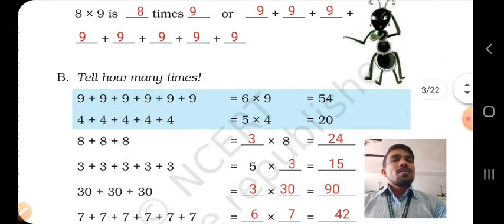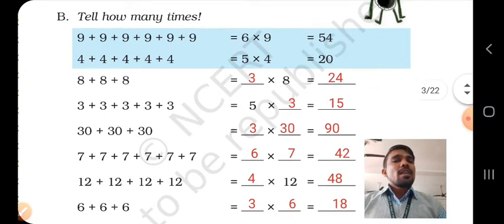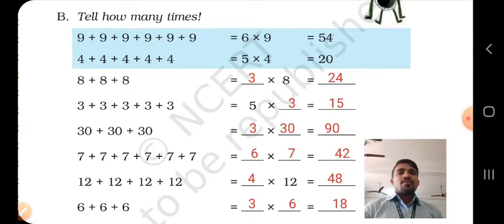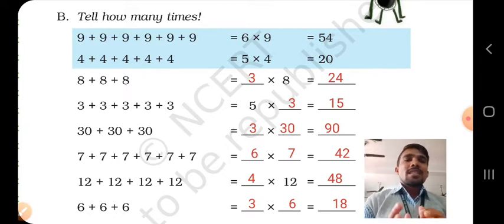This is practice time, part B. Tell how many times. 2 examples are already done for you. You can just refer to those 2 examples. What is given? The number 9 is repeated. How many times is it repeated? Count it. 1, 2, 3, 4, 5, 6. 6 times it is repeated. Which number is repeated? 9 is repeated. So 6 times 9, that is 6 multiplied by 9, and 6 9s are 54.